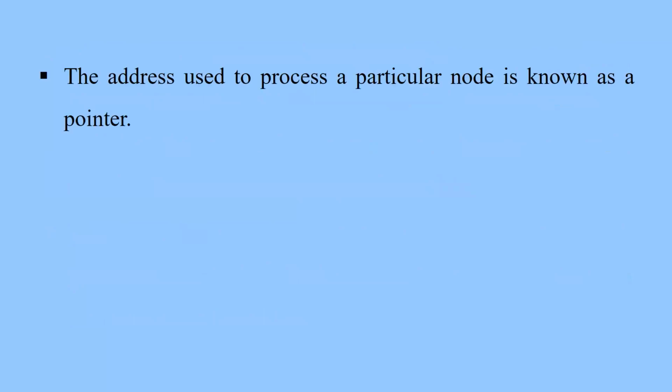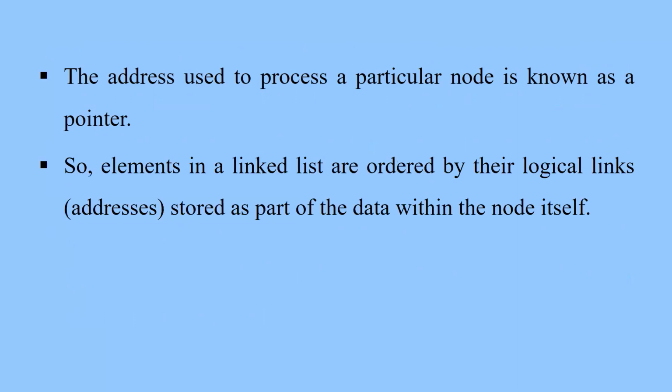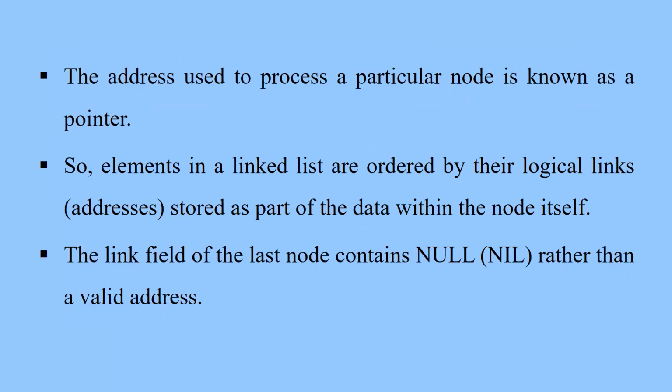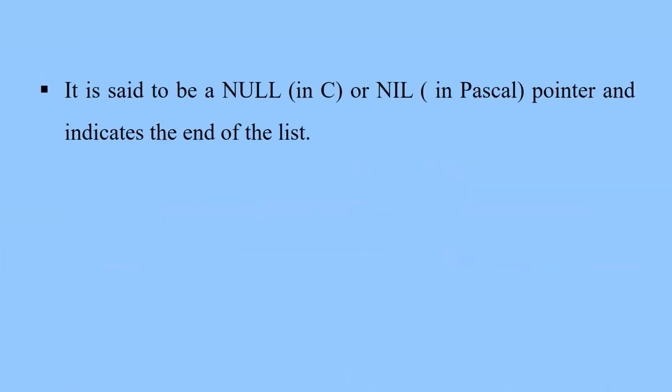The address used to process a particular node is known as a pointer. So, elements in a linked list are ordered by their logical links, that is, addresses stored as part of the data within the node itself. The link field of the last node contains null or nil rather than a valid address. It is said to be a null pointer in C or a nil pointer in Pascal, and indicates the end of the list.